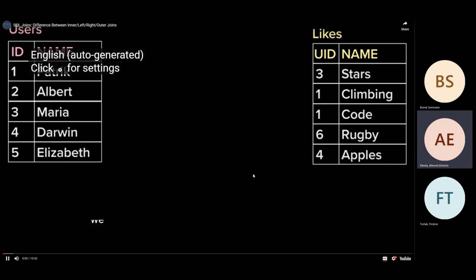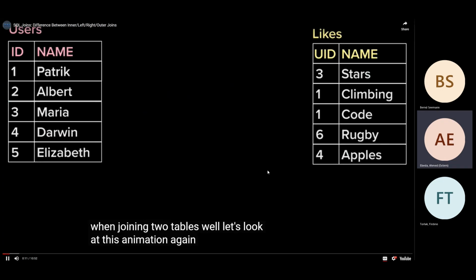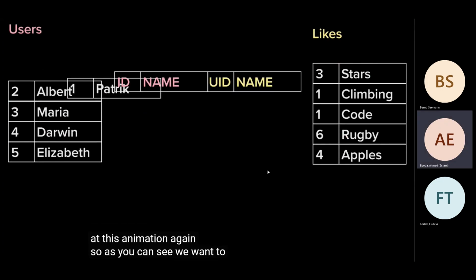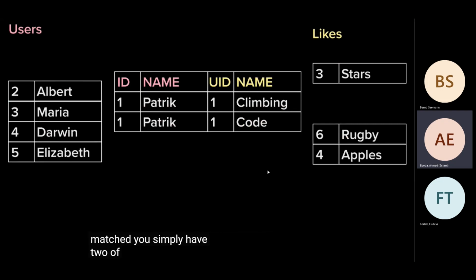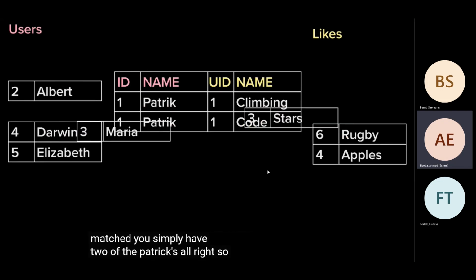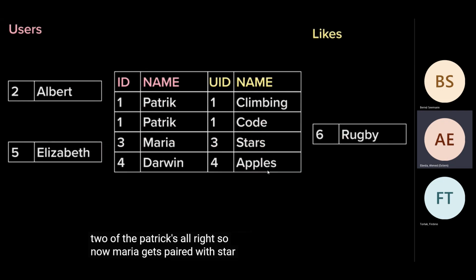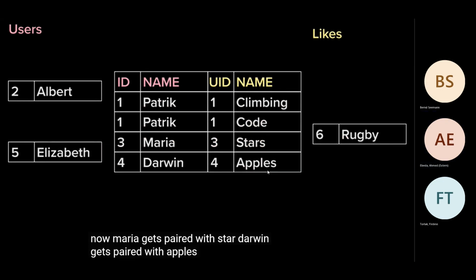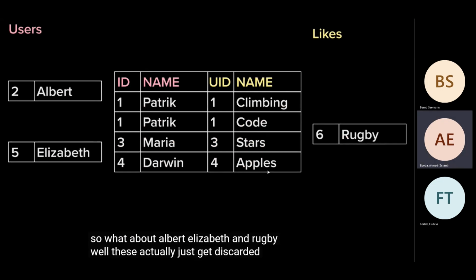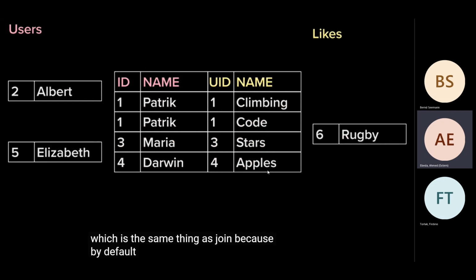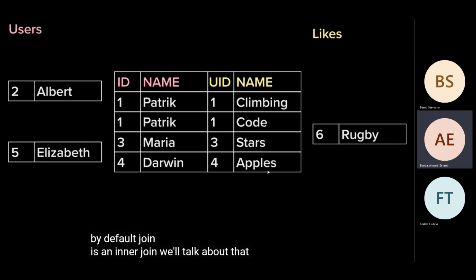Remember in the previous lesson, let's look at this animation again. As you can see, we want to join these two tables, and then Patrick is going to be joined with climbing and code. And because there are two rows that are matched, you simply have two of the Patricks. Now Maria gets paired with Star, Darwin gets paired with Apples. So what about Albert, Elizabeth, and Rugby? Well, these actually just get discarded. So this is an inner join, which is the same thing as join, because by default, join is an inner join. We'll talk about that more later.